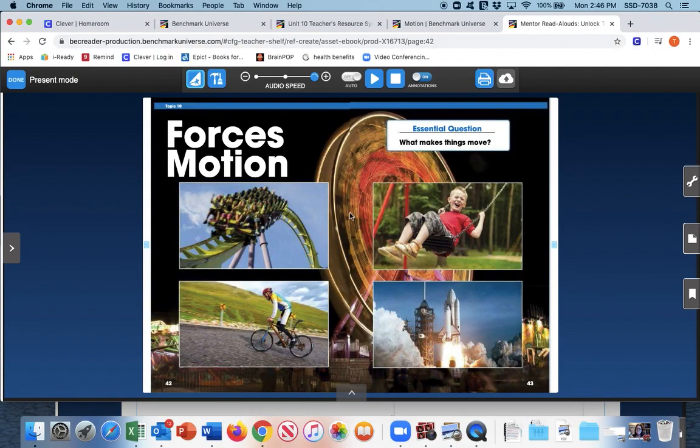So, taking one last check, we are looking at our unit theme, which is forces and motion. So, what makes things move? In this unit, we have read and listened to stories, informational texts, and poems about forces and motion. Which text was your favorite and why? Think about that for just a moment.